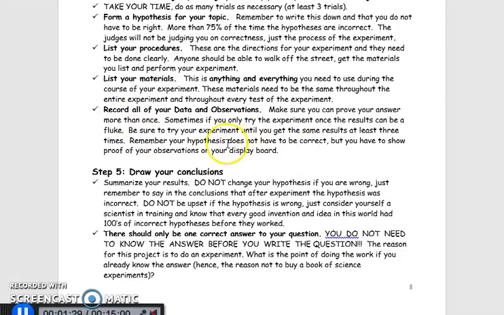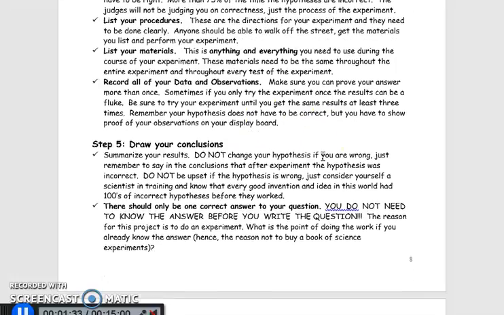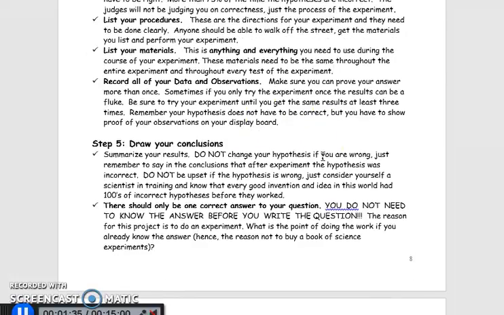And of course, remember that your hypothesis is not always going to be correct, but you need to have proof of your observations, and those will go on your display board. So once you've done your experiment, you've got your data written down, maybe how tall this grew or how fast this went, and you have your observations, you're ready to draw some conclusions from that.